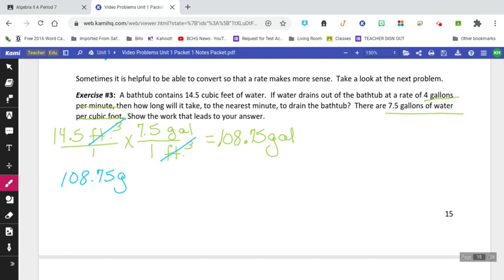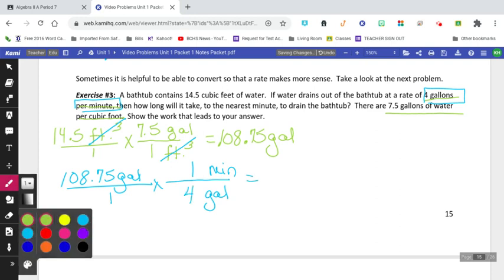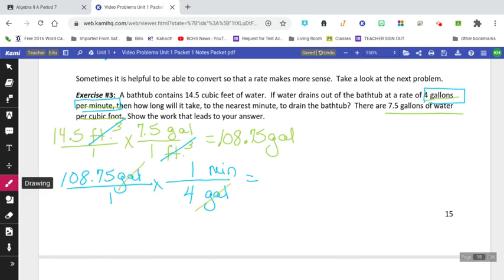So we have 108.75 gallons, and we want to know how many minutes. Well, right here we're told 4 gallons per minute. So where do the gallons have to go? They have to go on the bottom. Minutes have to go on the top. And 1 minute, 4 gallons. So the gallons will cancel.